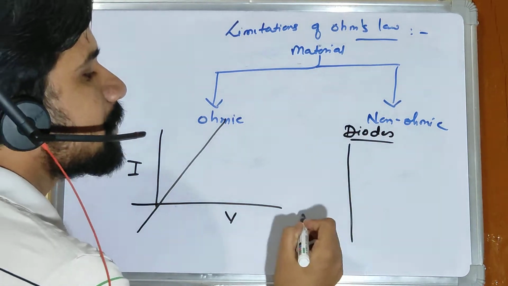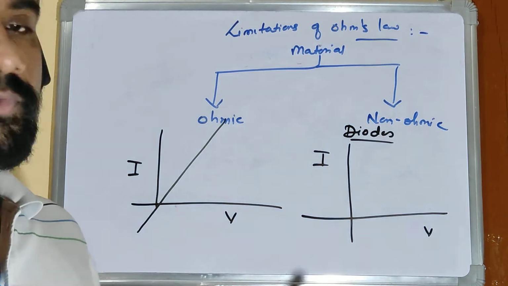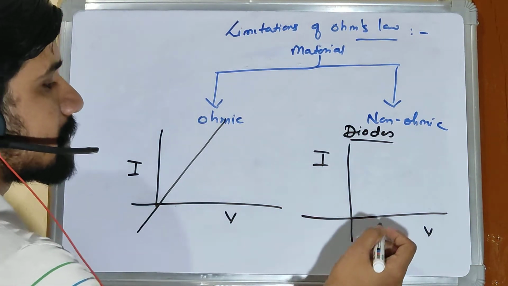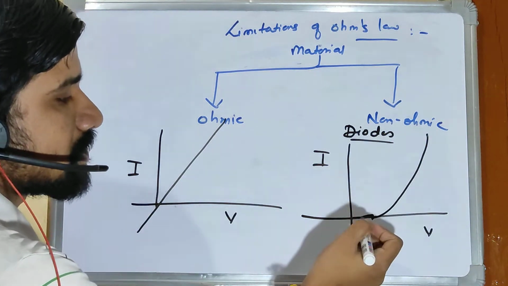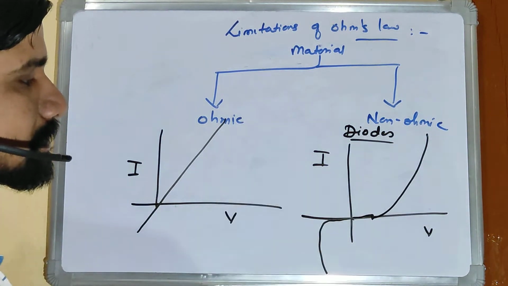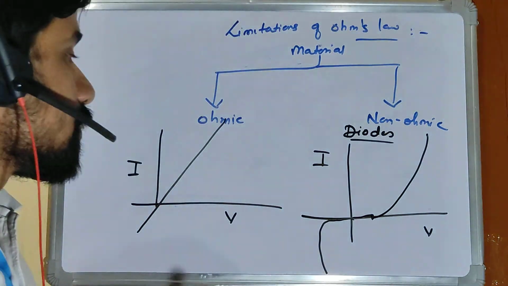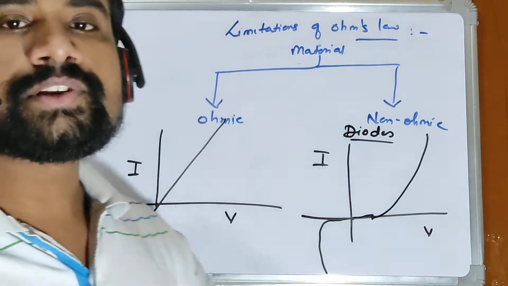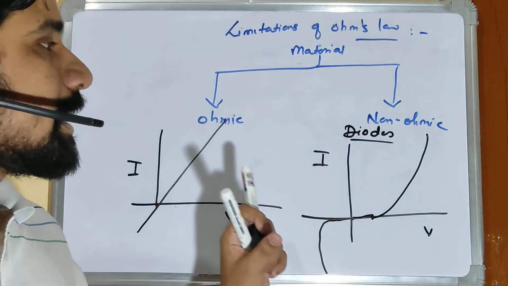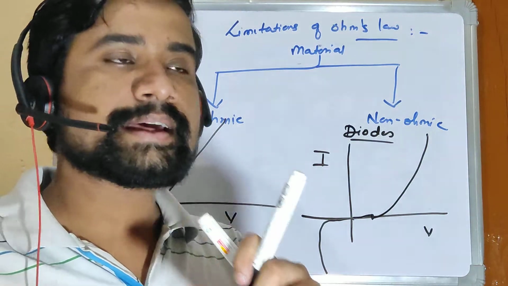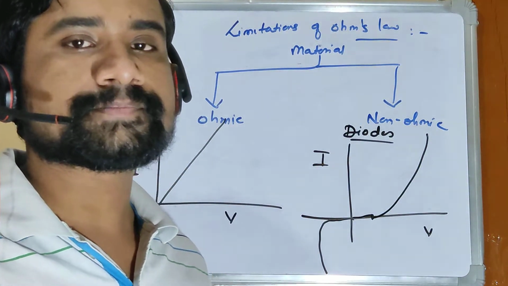If you see a VI curve for a diode, it looks like this. It won't start at the origin, it will start at some point, then it will go up exponentially. A sharp turn is here, a sharp steep increase is there. So you see, this is actually not a linear relation between I and V, and hence it is a non-ohmic material.